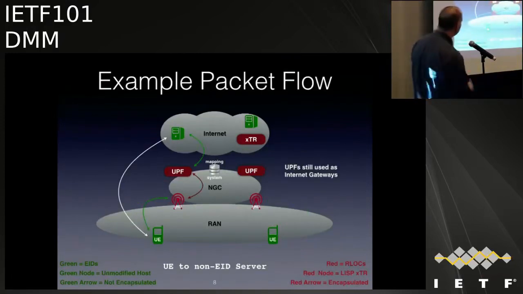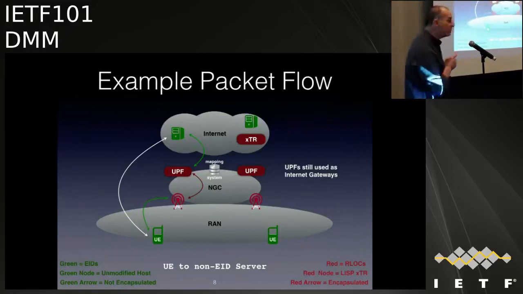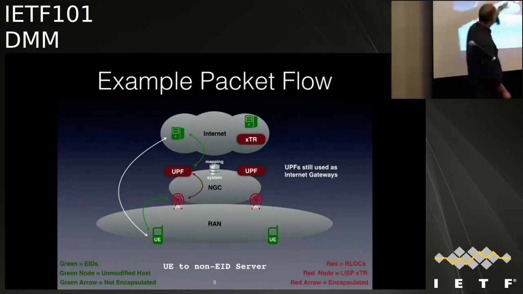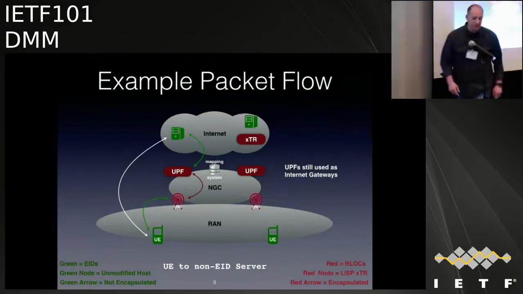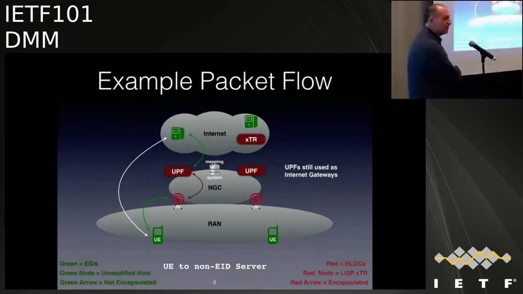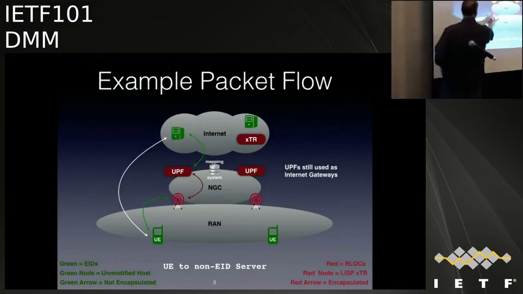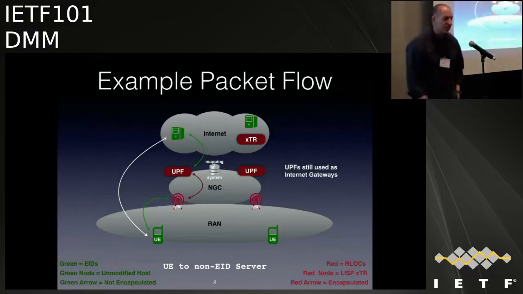This is showing an example where a UE wants to talk to a server, and it's a server that doesn't support LISP. That's an important consideration. The other case is a server that will support LISP, meaning that there's a LISP xTR somewhere at the site, at the data center, or wherever it is. So we'll show you the first case. The UE sends a packet to the gNodeB just like it would today. No changes to the UE, no changes to the RAN, and definitely the air interface side of the gNodeB doesn't have to change at all.